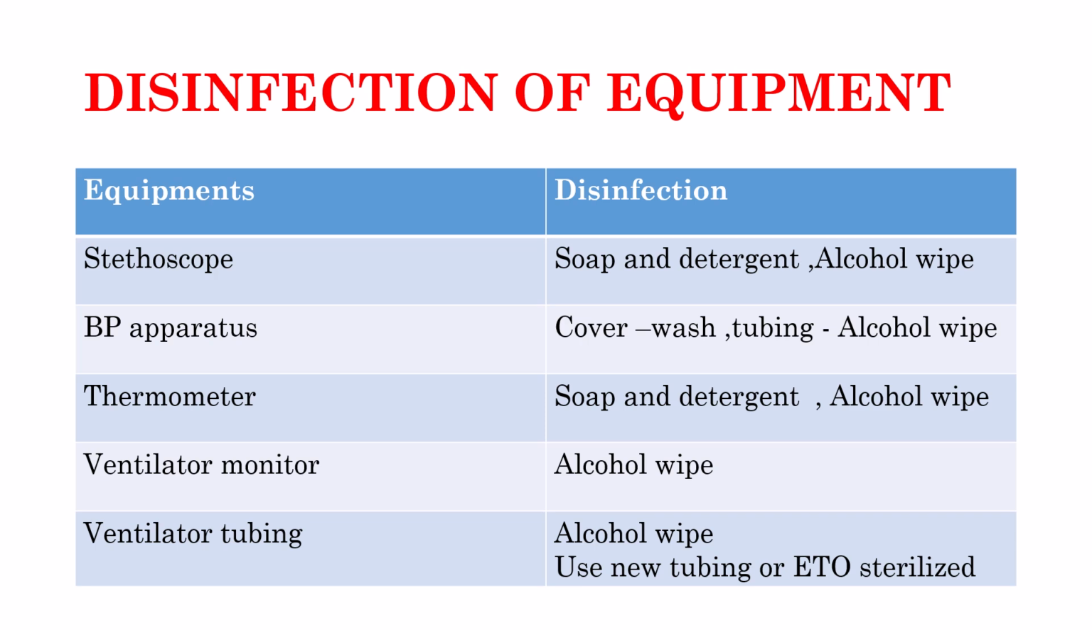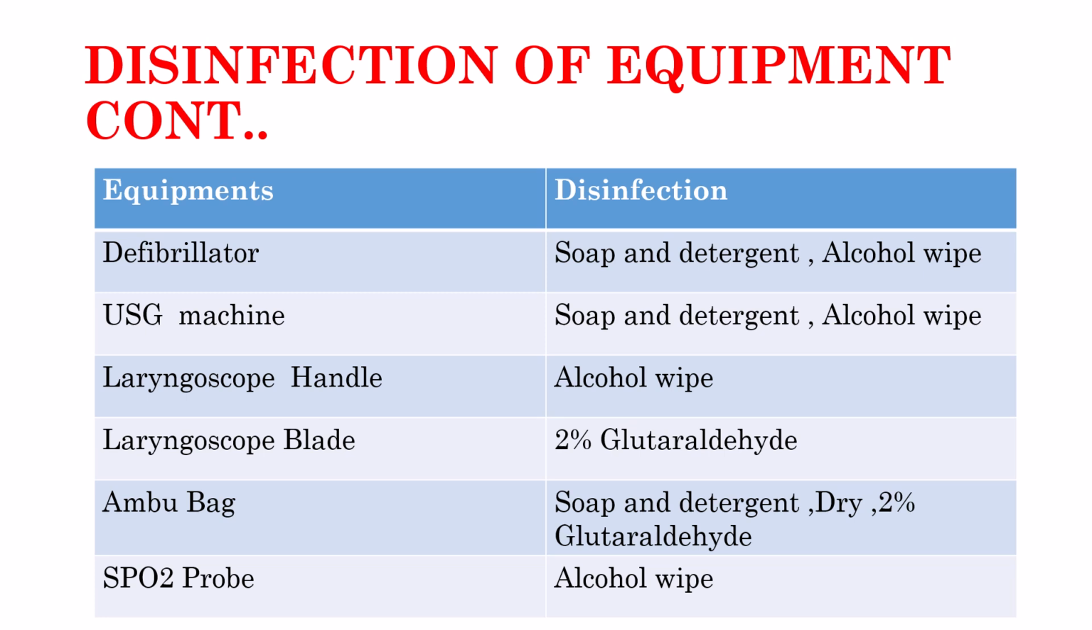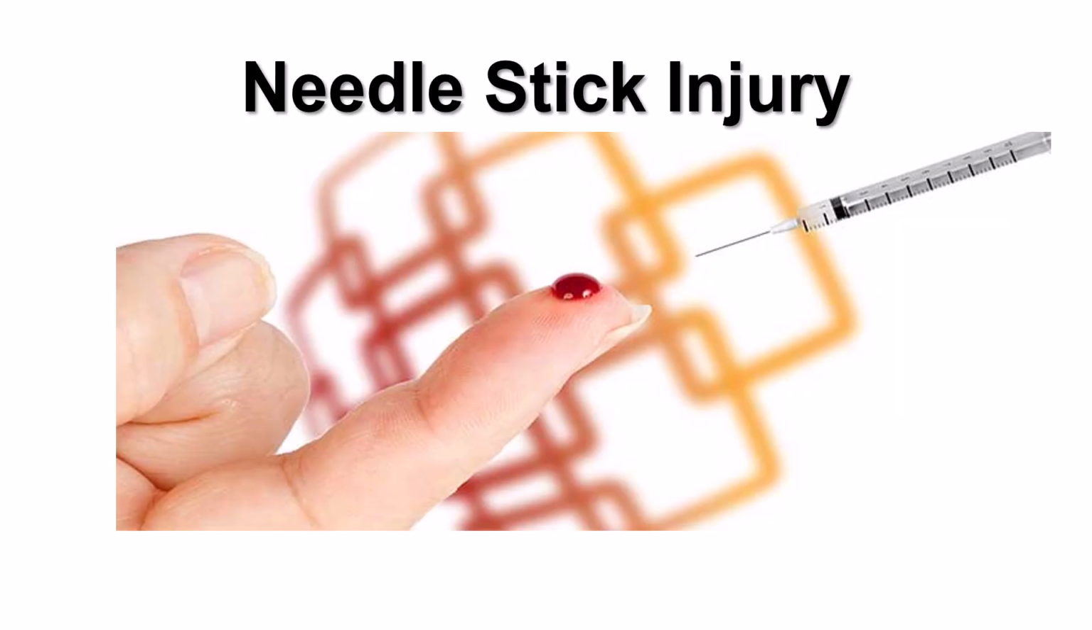Now next is disinfection of equipment. The defibrillator is sterilized by soap and detergent, alcohol wipe. USG machine, soap and detergent, alcohol wipe. Laryngoscope handle, alcohol wipe. Laryngoscope blade, 2% glutaraldehyde. Ambu bag, soap and detergent, dry, 2% glutaraldehyde. CO2 probe, alcohol wipe.